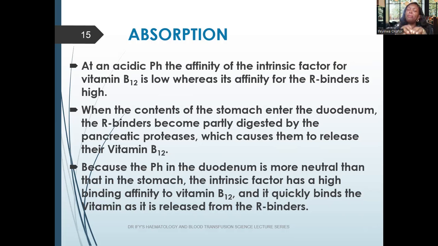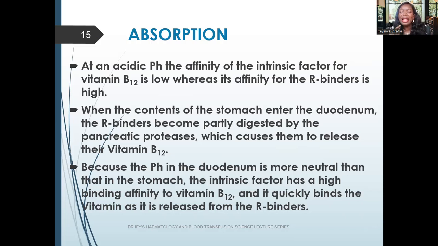Therefore, the R binders bind the B12 in the stomach and carry it to the small intestine, where the pH is more alkaline in nature. The alkaline nature of the small intestine favors the dissociation of B12 from the R binder and favors its binding to intrinsic factor.